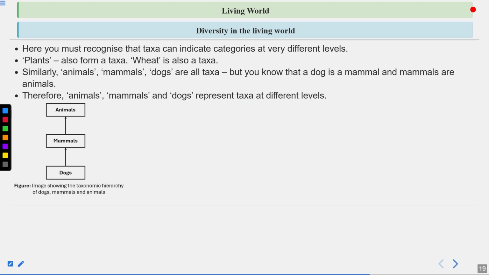You can see in this image the taxonomic hierarchy of dogs, mammals, and animals. You can see here, dogs occupy the lowermost level, the lowermost taxon in this image. Then above dogs, you have the mammals. So dogs belong to the mammals. And mammals are animals. So animals occupy the highest rank in this figure. So these are all taxa. Animals are also a taxon, mammals are also a taxon, dogs are also a taxon, but their ranks, their levels, are different. So this is the taxonomic hierarchy.